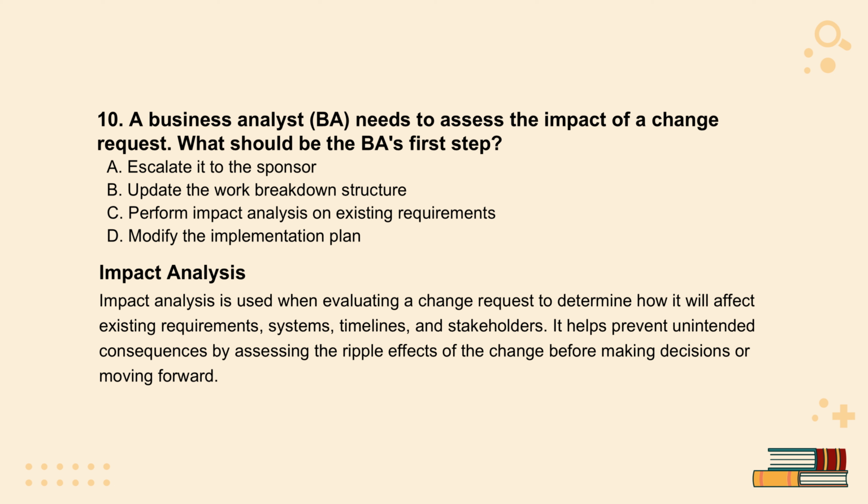Got it. Okay, final question, number 10. A business analyst, BA, needs to assess the impact of a change request. What should be the BA's first step? The correct answer is C. Perform impact analysis on existing requirements. Why is understanding the ripple effect the first thing you do?